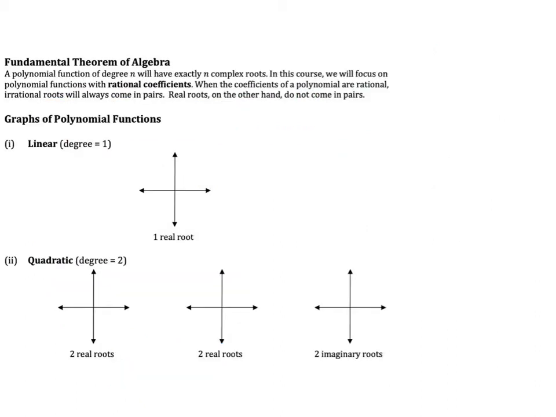Okay, next we're going to talk about the fundamental theorem of algebra. The fundamental theorem of algebra is very simple. It says a polynomial function of degree n will have exactly n complex roots. So if you have an equation that is x to the 5th power, that means you have exactly 5 complex roots. If you have x to the 3rd power, that means you have exactly 3 complex roots.